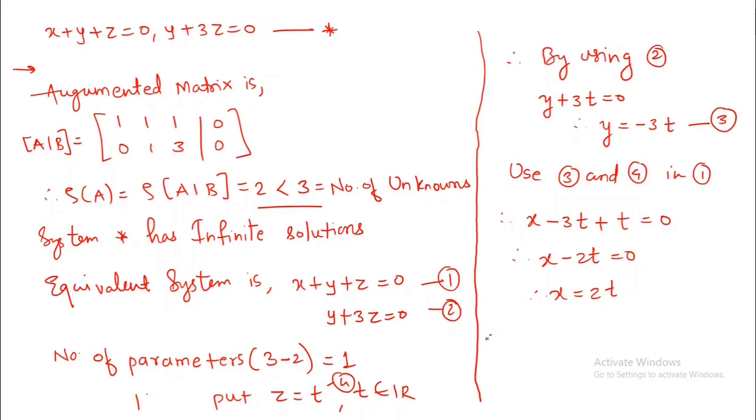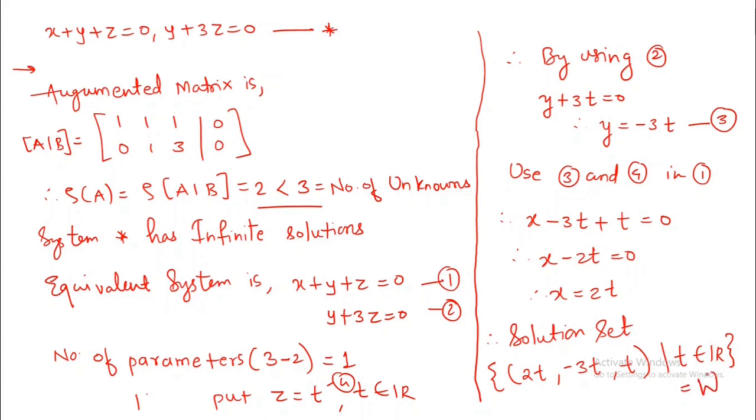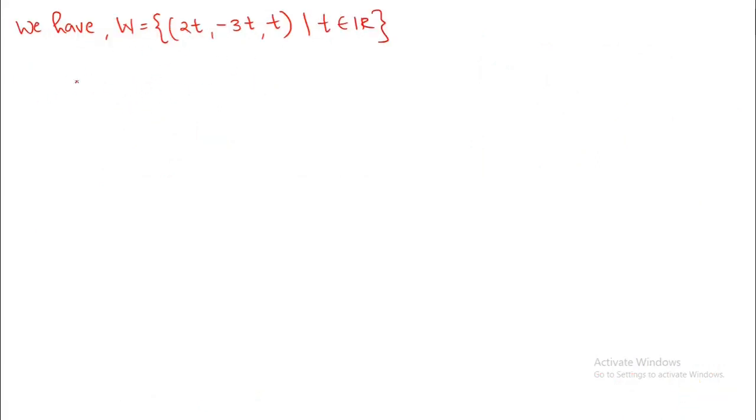Yes. So therefore what is our solution set? Our solution set is nothing but the collection of x is 2t, y is minus 3t, and z is nothing but t, such that t belongs to R. So I will call this solution set W. Now what we have to do is find the dimension of this W. So we have W is equal to this, which can be written as, if you take t out, t times (2, minus 3, 1), such that t belongs to R, which is equal to.